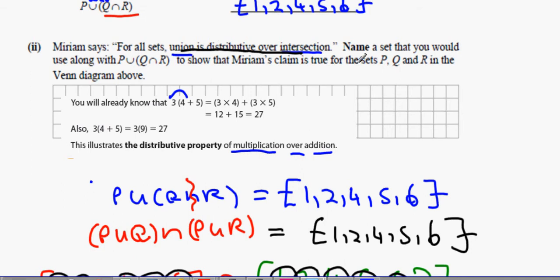Okay, now the set that we would use along with P union Q intersection R is this one here, P union Q intersection P union R. And this is used to show that Miriam's claim is true for the sets P, Q, and R.